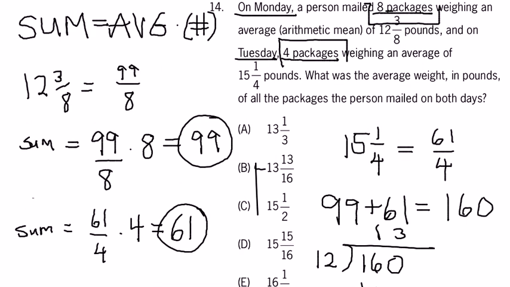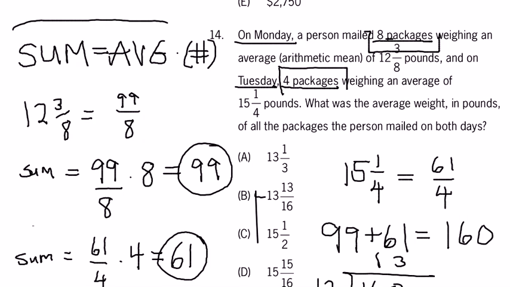The main lesson to take away from this is the equation which allows you to solve average problems. The sum equals the average times the number of numbers. Hope you learned something.